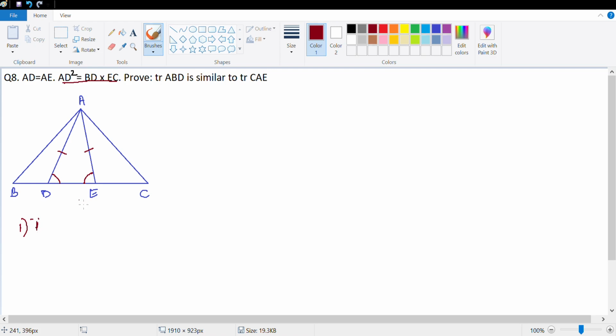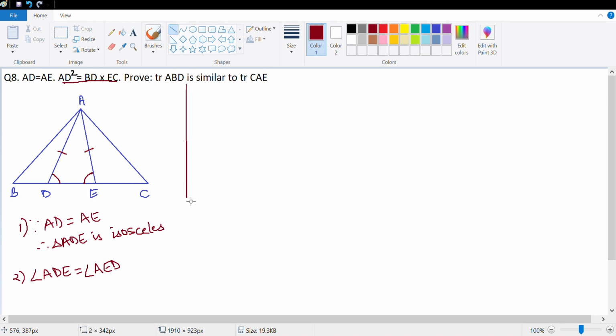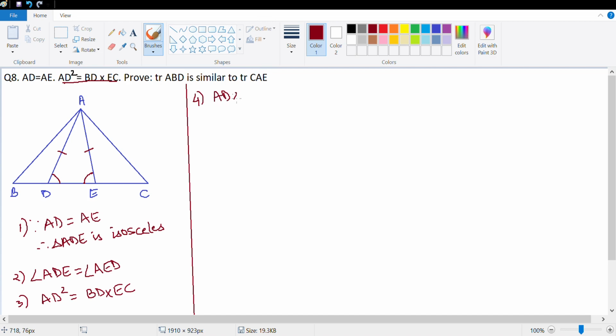Since AD is equal to AE, therefore triangle ADE is isosceles. What it also means is angle ADE will be equal to angle AED. Done. What is given is AD square is equal to BD into EC. Let's see how we can get something from here. So if I write this in the form AD multiplied with AD is equal to BD into EC.